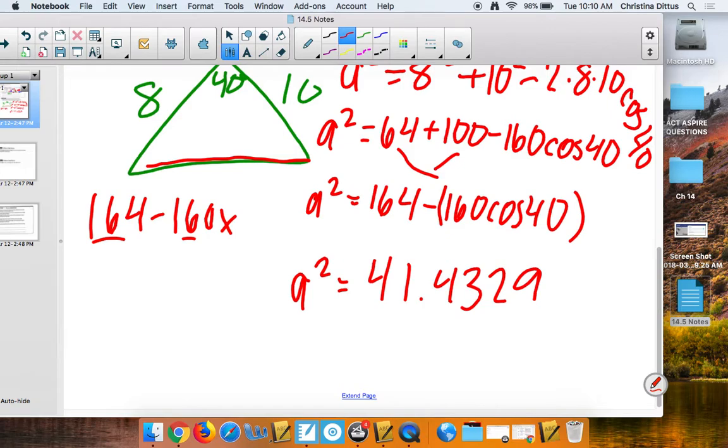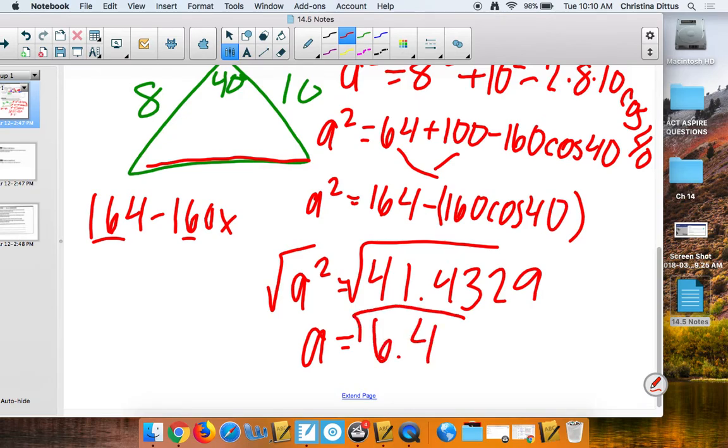Okay, just like when we had Pythagorean theorem, distance formula, whatever, I still have this squared here. To get rid of squared, Allison says square root. So if I square root 41.4329, I get, one decimal spot, 6.4.